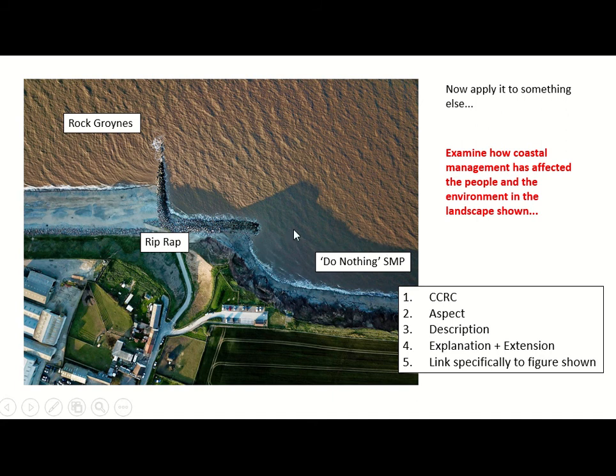So one aspect of coastal management is rock groins. These are piles of rocks placed out to sea. Rock groins impact people and the environment in this landscape because they allow longshore drift to be stopped, therefore building up a beach, which you can see, a wide area of beach in front of the farm buildings in the photo. There you go, that's linked nicely. I haven't extended it, but I've done it in very brief terms.